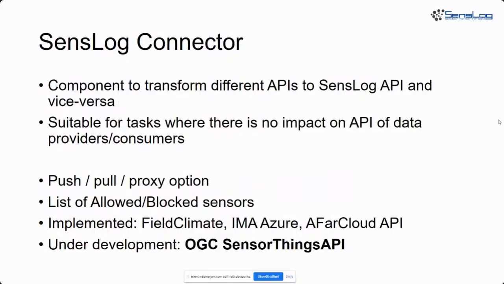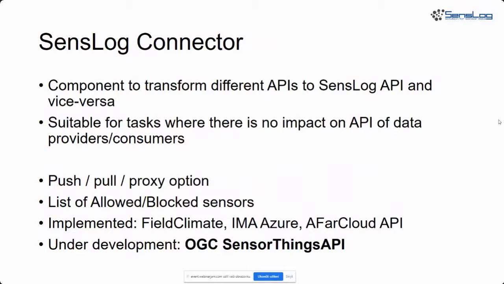It allows both modes, not only pushing data but pulling as well, or it's working as a proxy, so you are able to request and download data in many different APIs. So it's just a component for translating data.